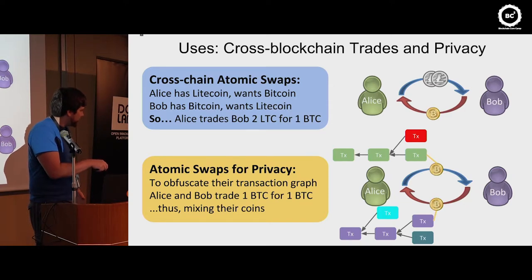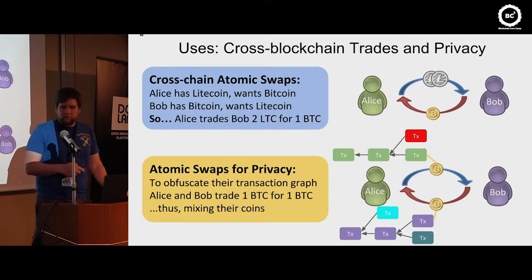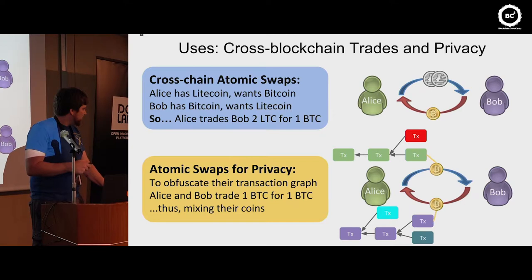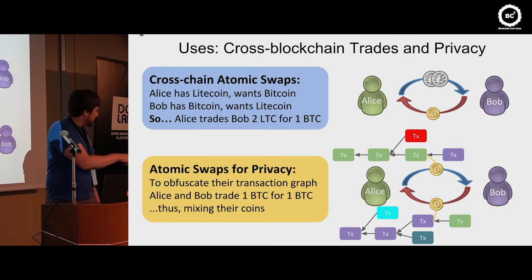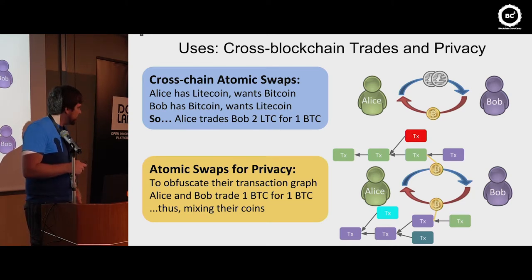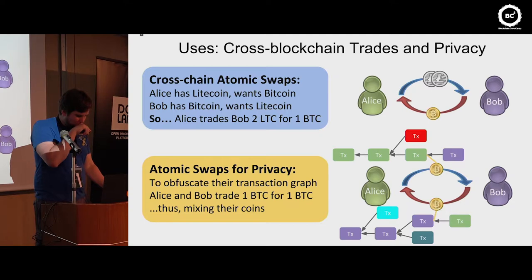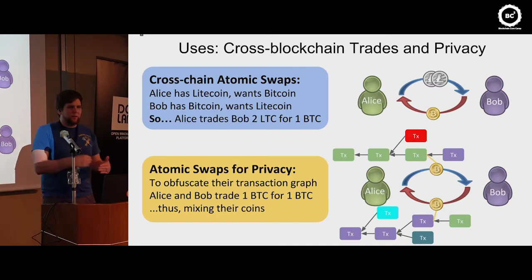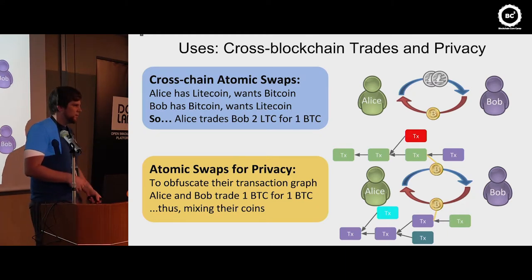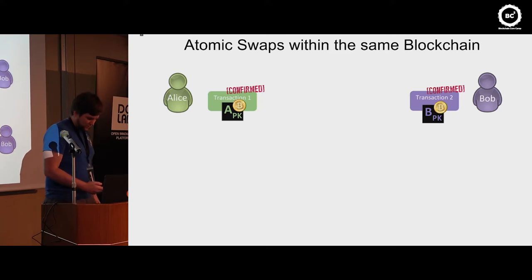and Bob takes the coin in his transaction here, and they send them to each other. And now, Alice's transaction is down here, and it is no longer linked to her prior transactions, and Bob's transactions are no longer linked to his prior transactions. And we will discuss the protocols for doing this in a private way at the end of the talk.